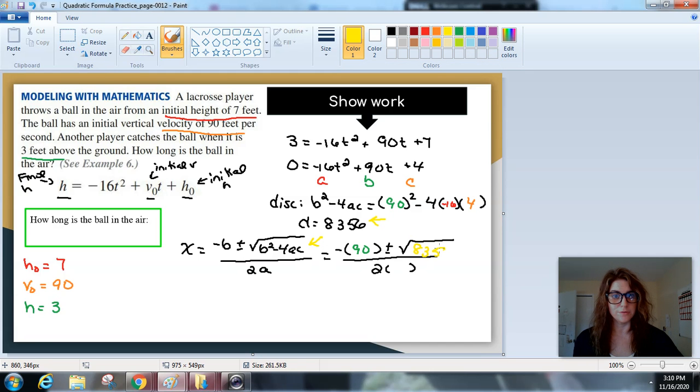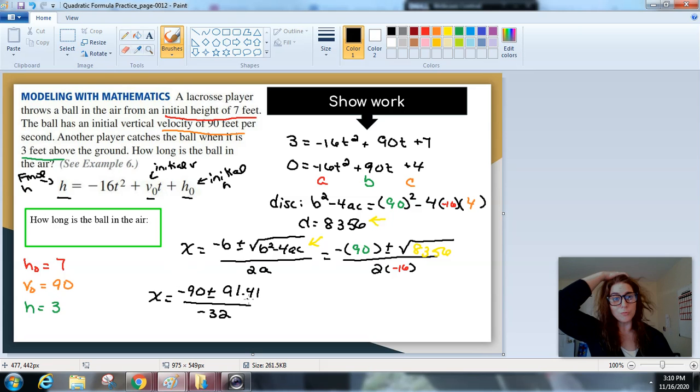So 8,356. And a is negative 16. So I'm going to actually put it in my calculator and figure out, well, what is the square root of 8,356? So I can figure out how to solve this. Again, we're going to round it to two decimal places for our simplification. So I have negative 90 plus the square root of that, which comes out to 91.41, all over negative 32.